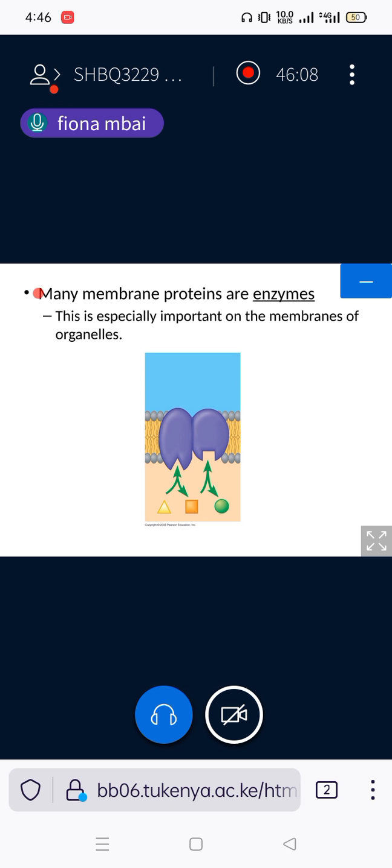And then I mentioned that many membrane proteins are enzymes. This is especially important on the membrane of organelles. And you know from your biochemistry that is the lock and key hypothesis. This triangle here will fit in this part of this integral membrane protein, and this square here will fit in this square. So this can never bind here, and this can never bind here.